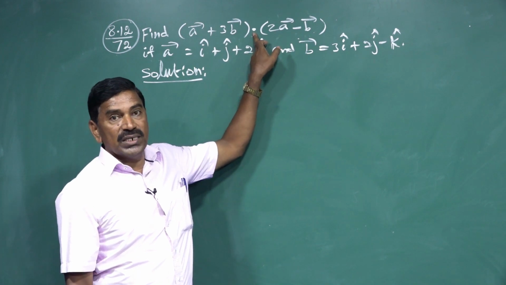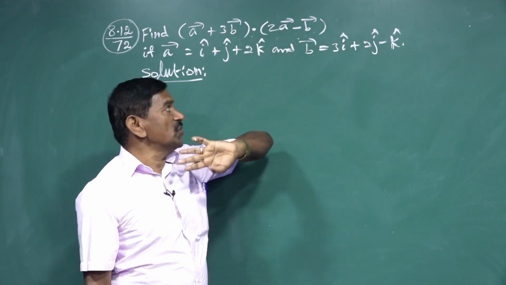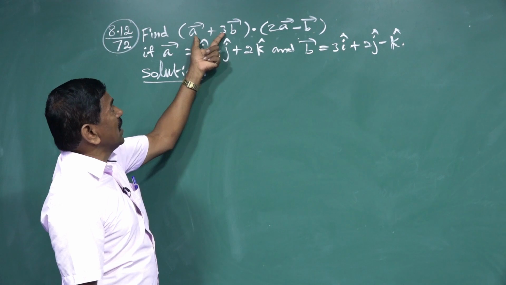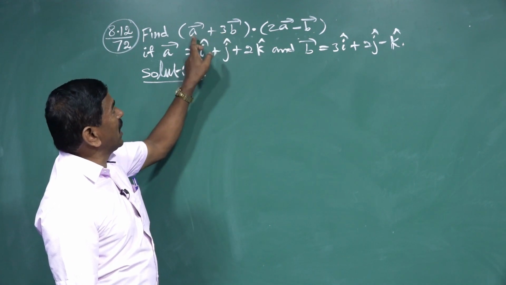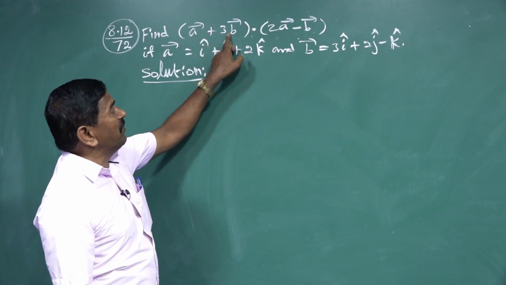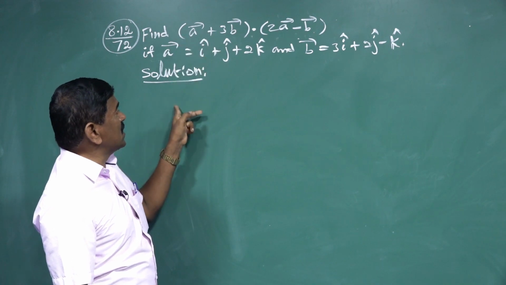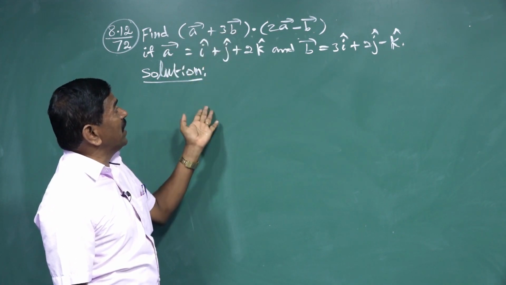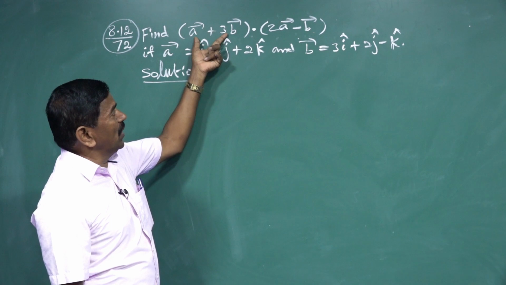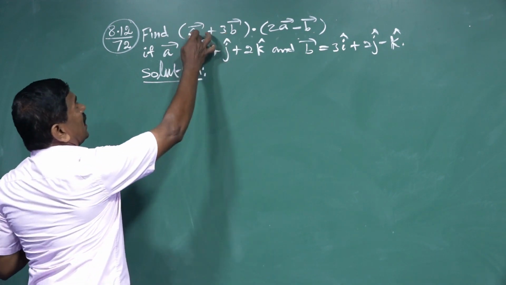You are going to get a scalar answer. So that is our aim. First consider the first bracket. The first bracket is A vector plus 3B vector. So first you write A vector as it is, then find the 3B vector, then the total of the first bracket. First I need A vector.